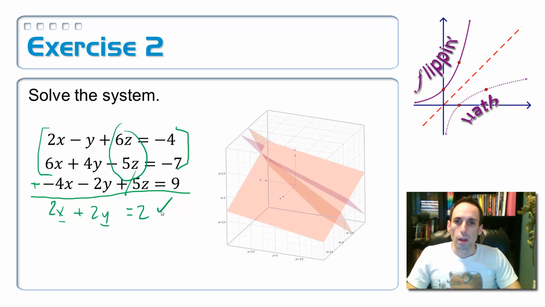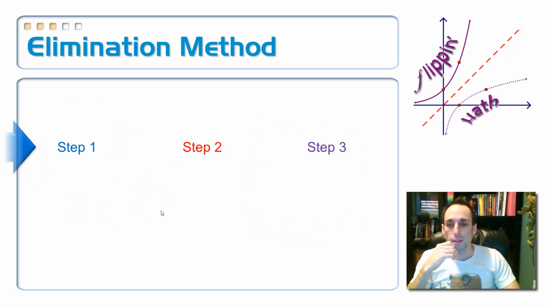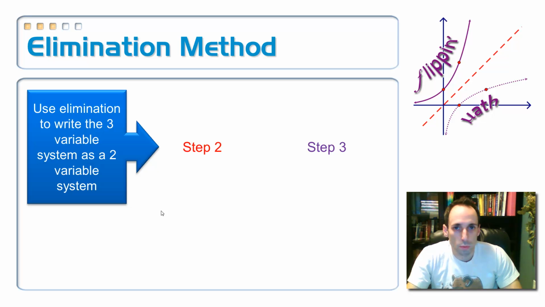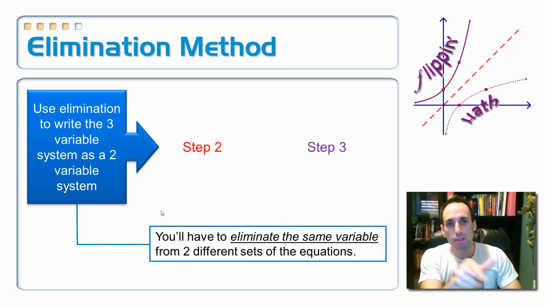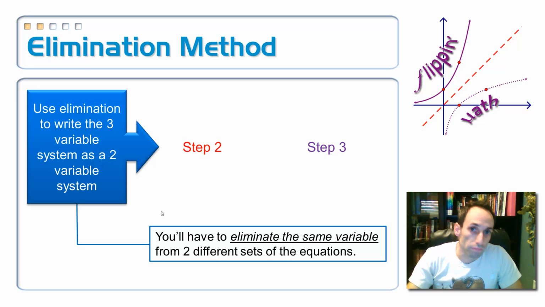Okay, so let me outline this in steps for you. This elimination method is basically three steps. First, you're going to use elimination to write a three variable system as a two variable system. Maybe you're getting rid of the z's like we did in the previous one, but it could be x's or y's, whatever's most convenient. So you're eliminating them twice, right? You have to eliminate the same variable from two different pairs of equations. That might be equations 2 and 3, and again, equations 2 and 1.